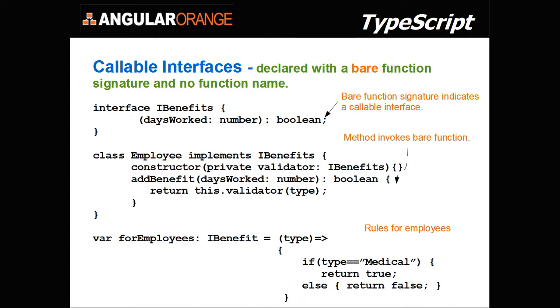But it's pretty nice. You declare a bare function signature with no function name. So this is your interface. Then you implement the interface, and you have the constructor invoke a function that uses the interface.